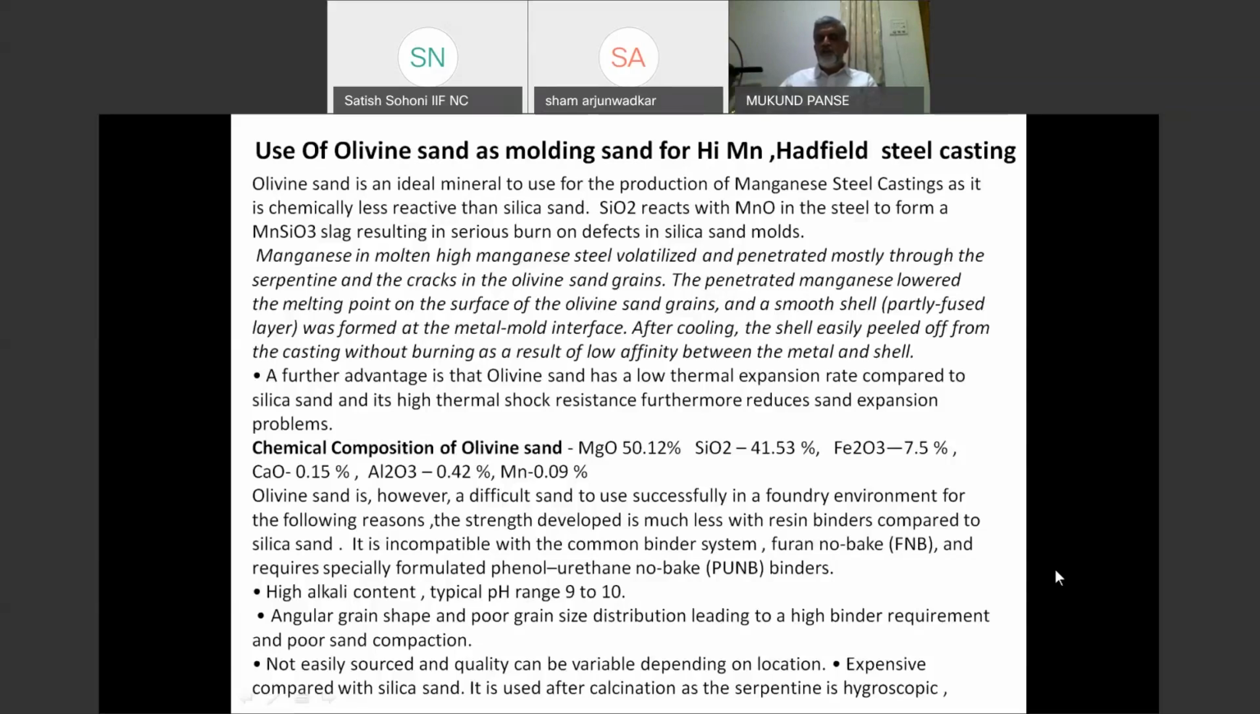It is only used mainly in manganese steel because silica sand grains react with manganese steel and you get a very bad surface. The grains of this are angular. It is expensive and not available at all the locations in India. The transportation cost adds to it. This also is used after calcination as you want to remove the serpentine portion, which is hygroscopic.